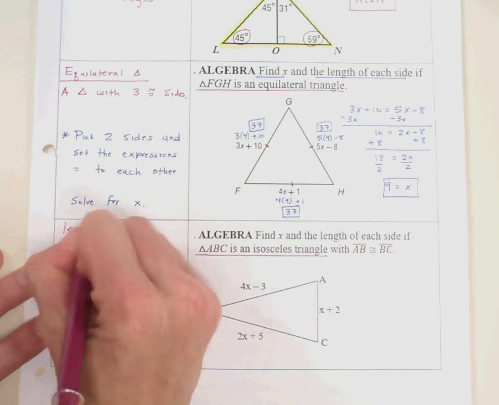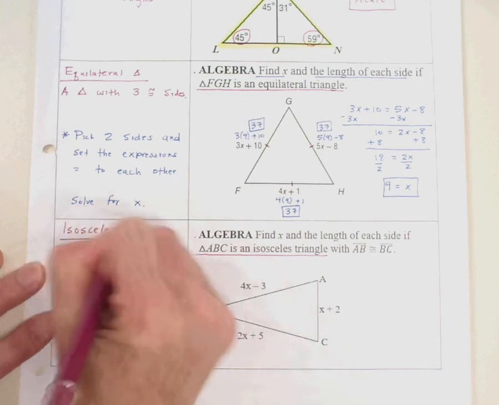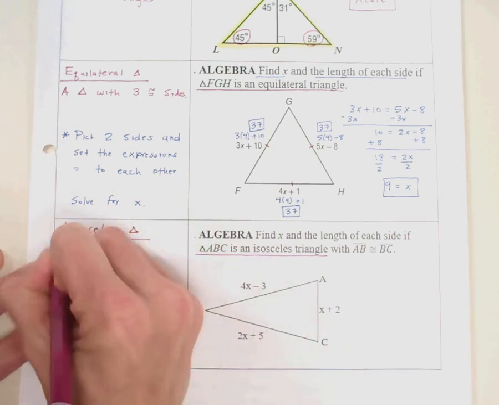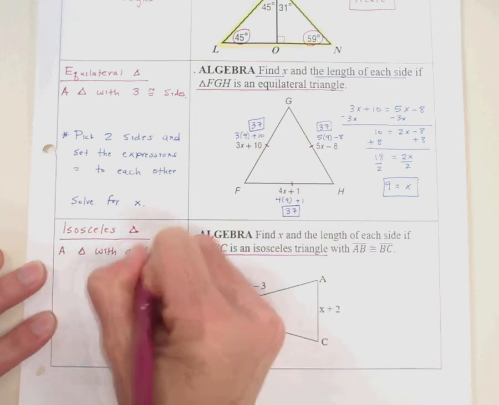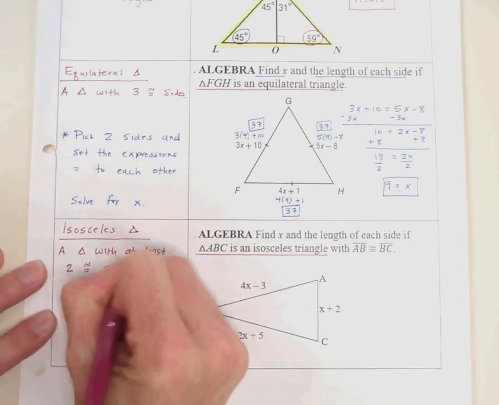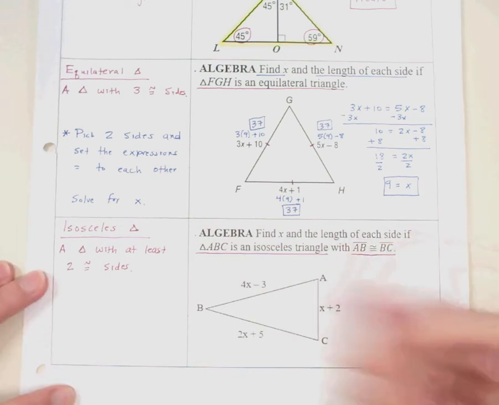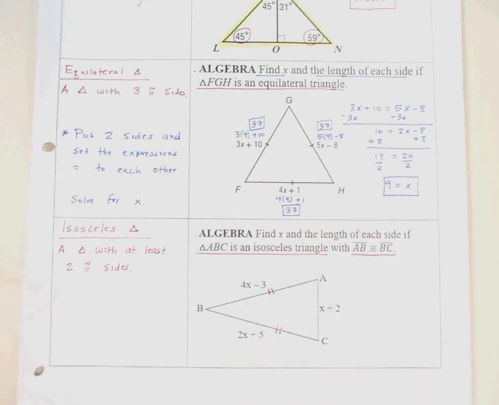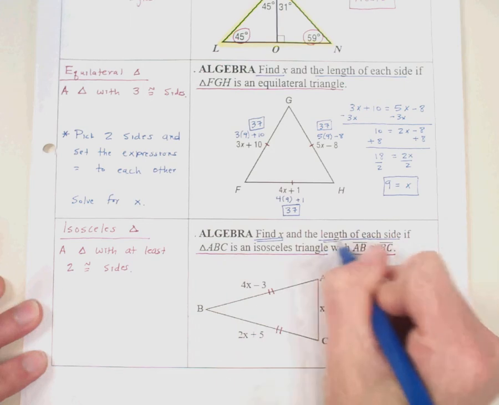I'm going to write that down in my definitions. So an isosceles triangle is a triangle with at least two congruent sides. Now, in my picture, I'm told that my congruent sides are segment AB and segment BC. With this information, I need to find x and the length of each side.